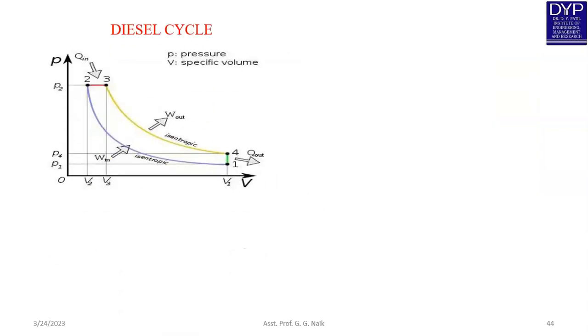Now let us see the diesel cycle. So what happens in the diesel cycle? If you see here, in this case constant pressure heat is added into the combustion chamber. This is the only difference between the Otto cycle and the diesel cycle. So here there is one constant volume process and one constant pressure process, and two isentropic processes are already there. That is the only difference here as compared to the Otto cycle.